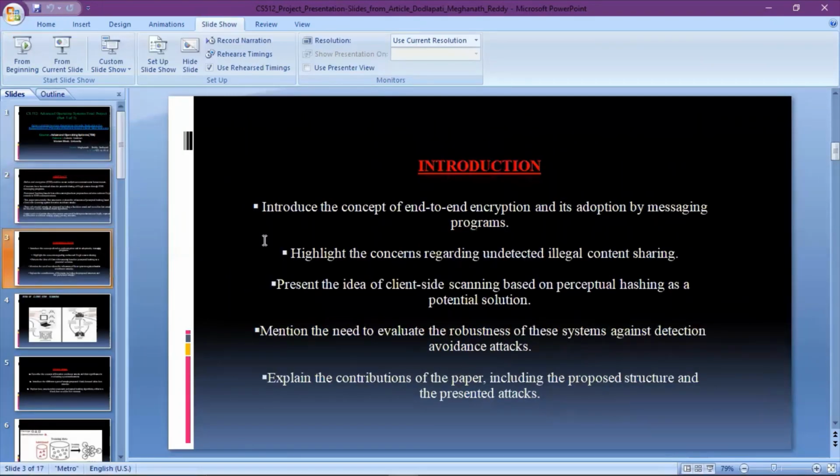Coming to the introduction part, this paper talks about end-to-end encryption, a kind of safety system used by messaging apps that lets people send messages privately. It highlights the concerns regarding undetected illegal content sharing. To tackle this, the paper suggests using a special type of user-side scanning based on something called perceptual hashing. It mentions the need to evaluate the robustness of this system against detection avoidance attacks. It also explains the contributions of the paper, including the proposed framework and the presented attacks.